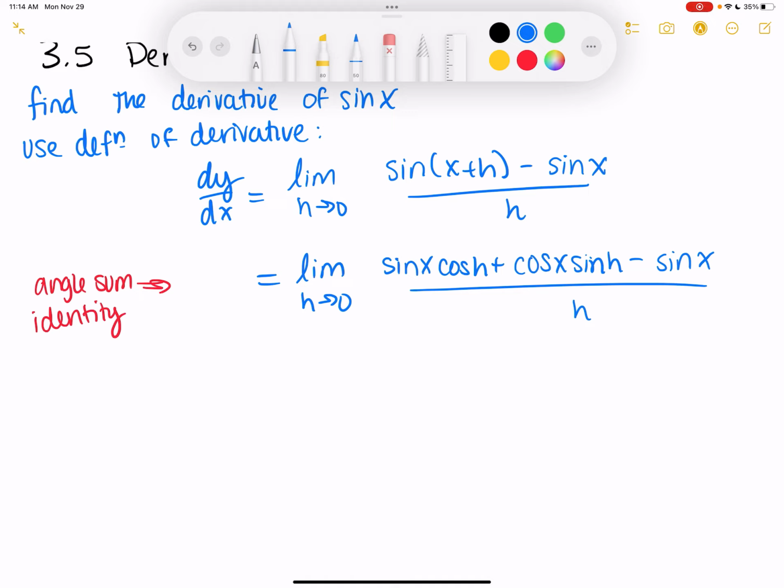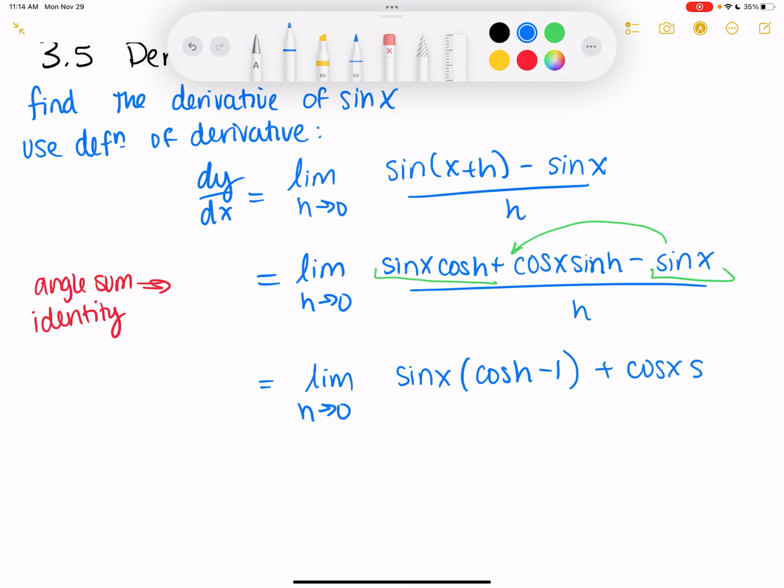So if I move things around, I can technically put this piece over here. Because both of these pieces have a sine of x in them, I'm going to pull a sine of x out. So the limit as h approaches 0 of the sine of x times the cosine of h minus 1, and then all that plus the cosine of x times the sine of h, all over h.